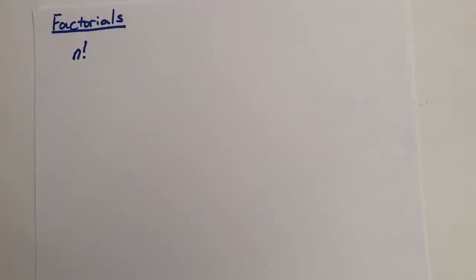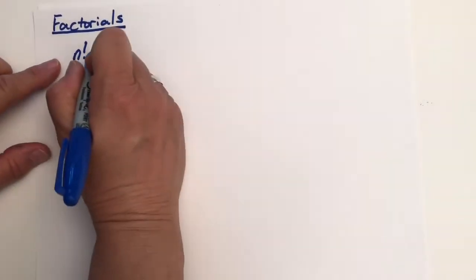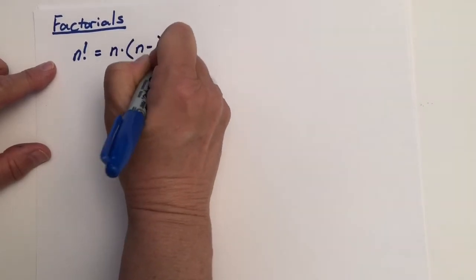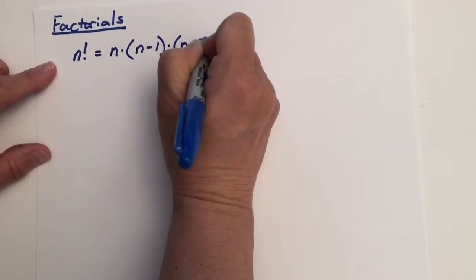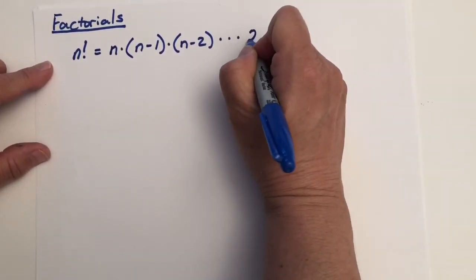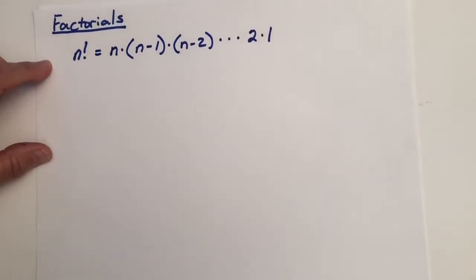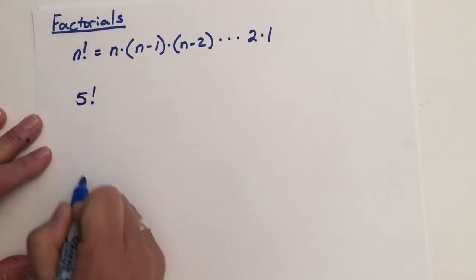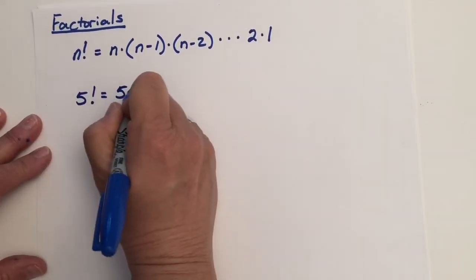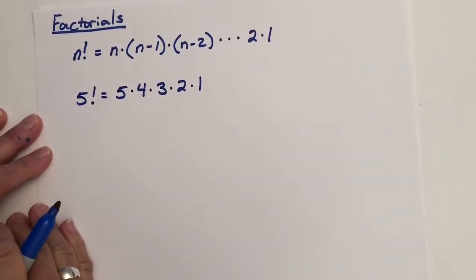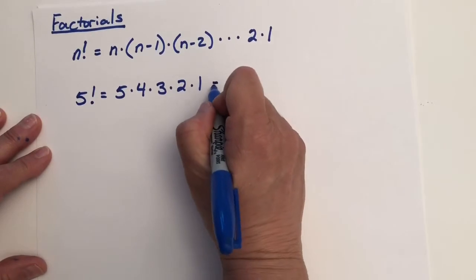Factorials. For any positive integer n, n factorial is defined to be n times n minus 1 times n minus 2, and keep going until you get down to 1. So what that means is if we were going to look at something like 5 factorial, it would equal 5 times 4 times 3 times 2 times 1. And if we multiply it out, we find that we get 120.